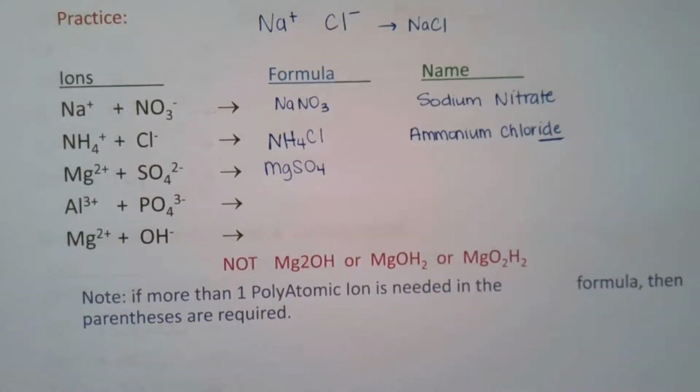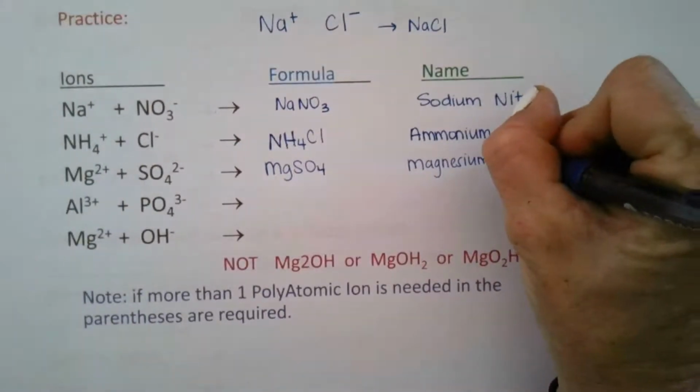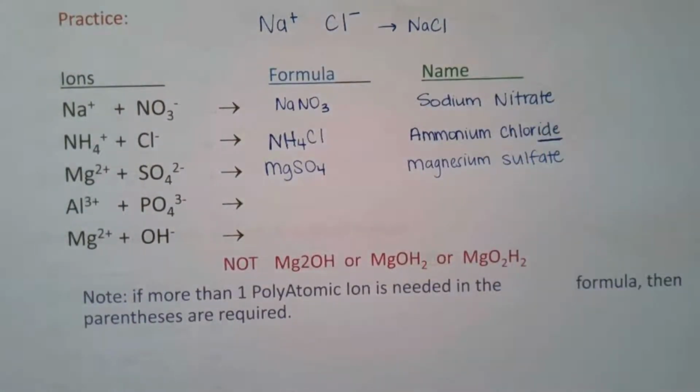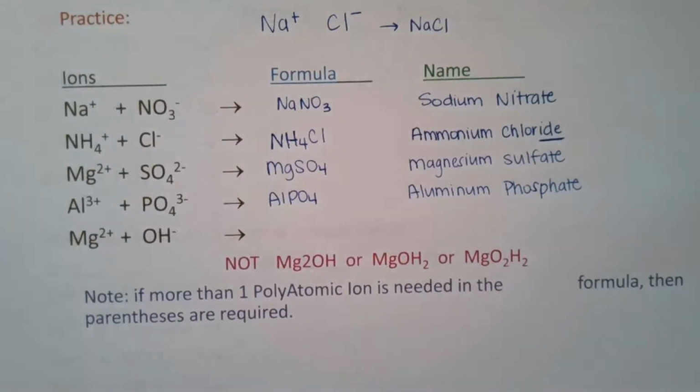And the name of MgSO4, we name Mg, which is magnesium, and then we name SO4 sulfate. Now it's time to do the next one, Al3 plus and PO4 3 minus. Again, my charges are going to cancel. So I end up with AlPO4, and I name it aluminum phosphate. Aluminum phosphate. So great job so far naming all of these.